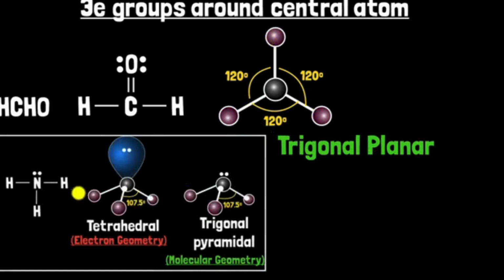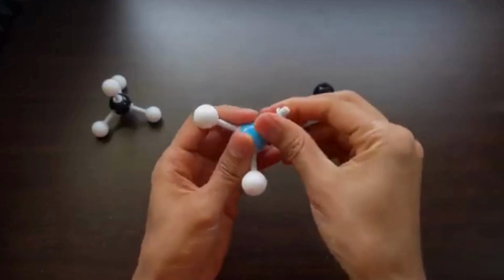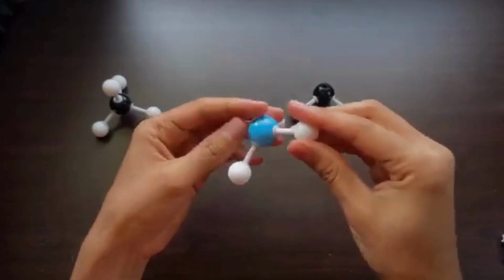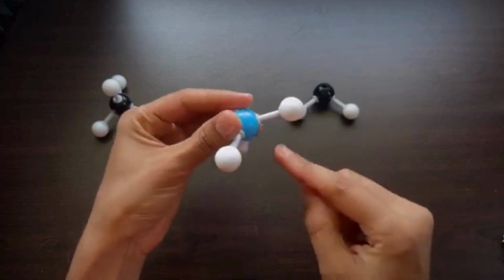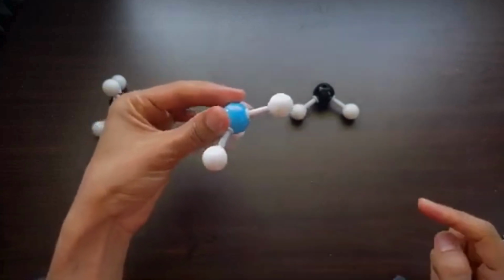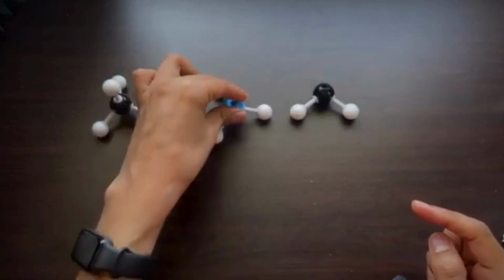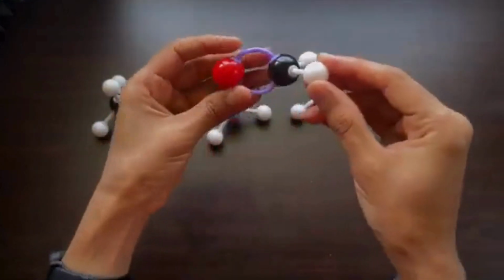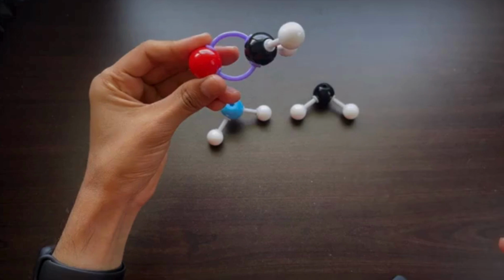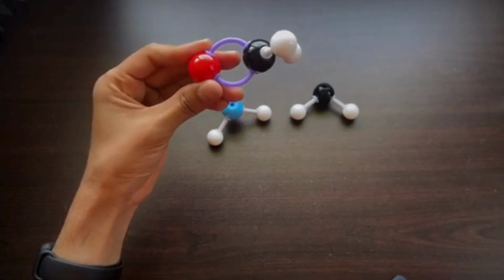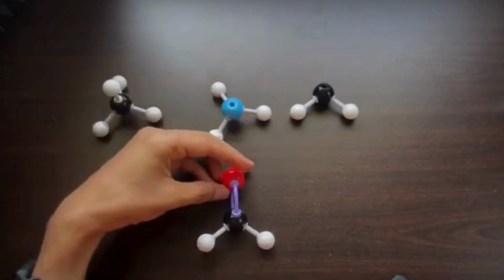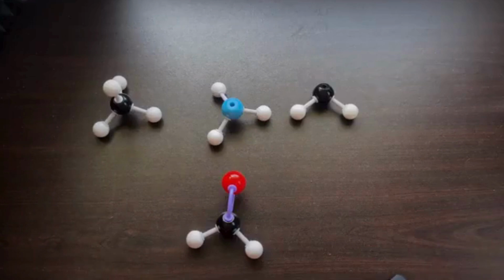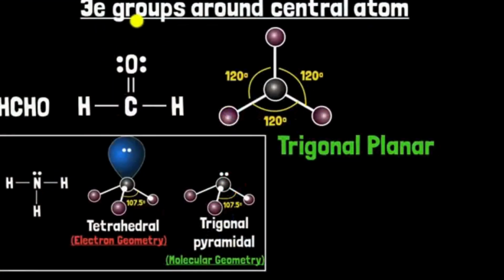Notice how it's different than what we got in ammonia. That was trigonal pyramidal. Again, remember for ammonia, we had tetrahedral electron geometry, so we got rid of one of them and we got trigonal pyramidal. Notice that these 4 are not in the same plane. If I keep it on the table, the blue central atom is protruding up. But look at your formaldehyde structure. These atoms are in the same plane. Can you see that? They're all in the same plane. That's why it is trigonal planar. So if you have 3 electron groups surrounding a central atom, you'll always get a trigonal planar.